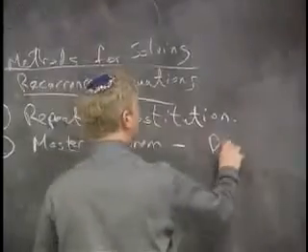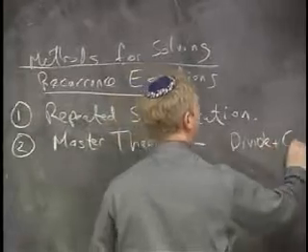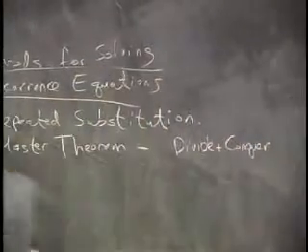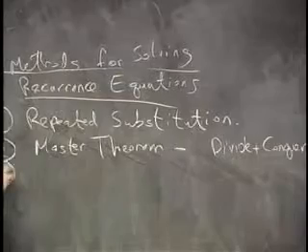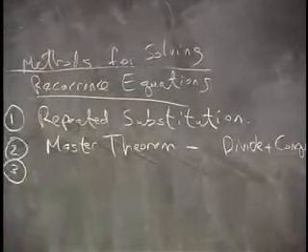So this is usually used for the class of algorithms called divide and conquer. This is the one that you see most in computer science. That's why they call it the master theorem in algorithms. Next method.